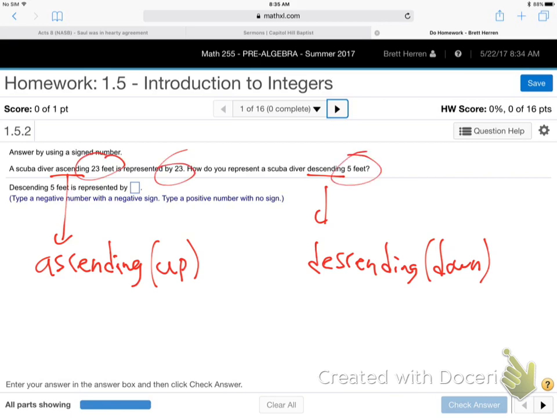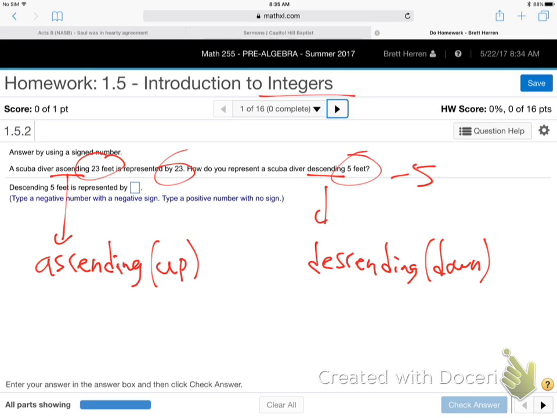So what do you think descending 5 would be represented by? Negative. Yeah, they just want you to say it's negative because it's going down. That's all they're getting at. Whenever they say integers in a math class, that means they're going to use negatives, because integers include the negatives. That's basically the buzzword. You just want to think, oh, we're going to use negatives now. So negative 5, that's all.